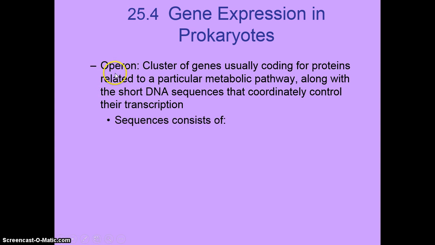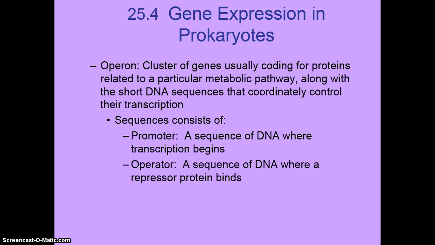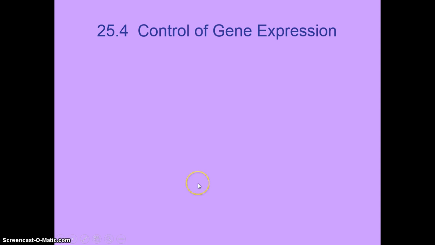First of all, an operon. An operon is a cluster of genes usually coding for proteins that are related to a particular metabolic pathway, along with a short DNA sequence that coordinately controls their transcription. The sequence consists of a promoter, which is a sequence of DNA where the transcription begins, and an operator, which is a sequence of DNA where the repressor protein binds, and those work together in order to give us gene expression. So let's take a closer look at this.